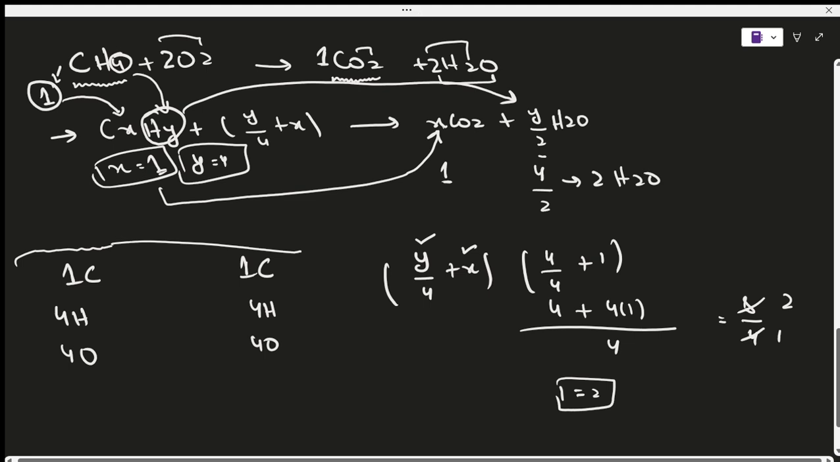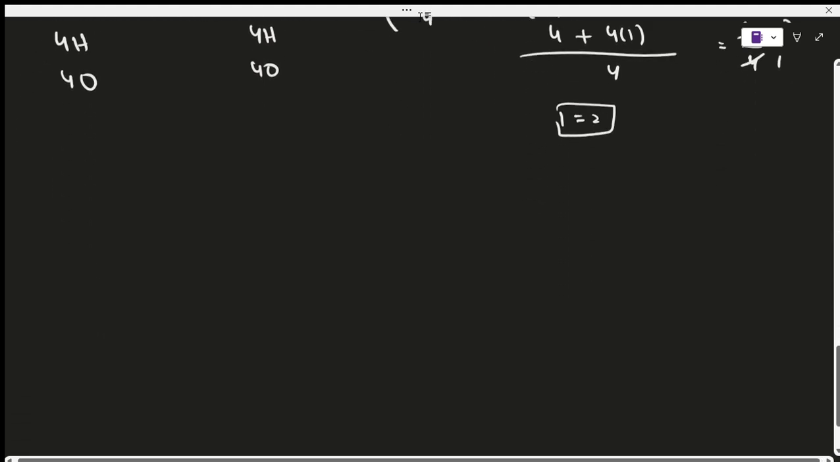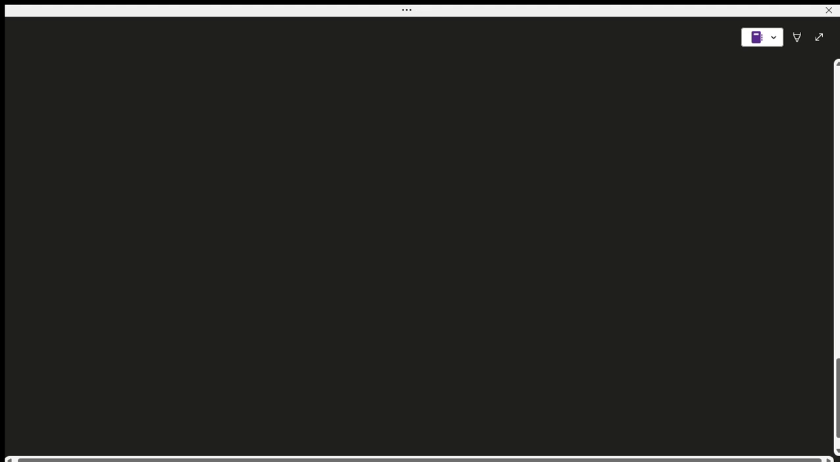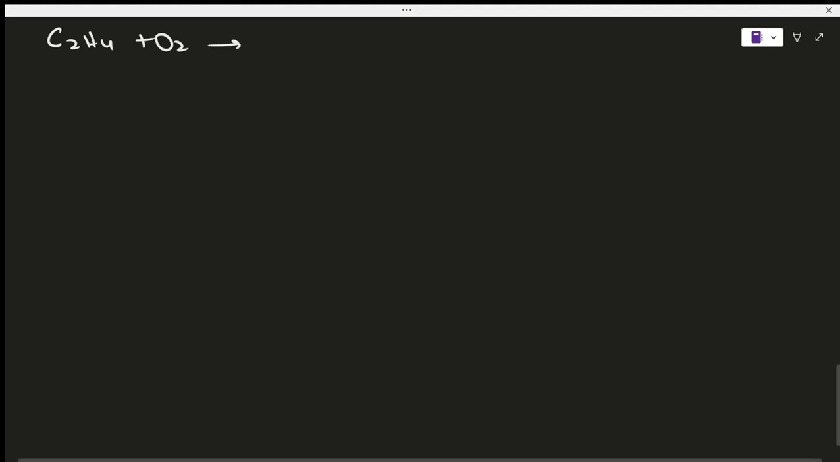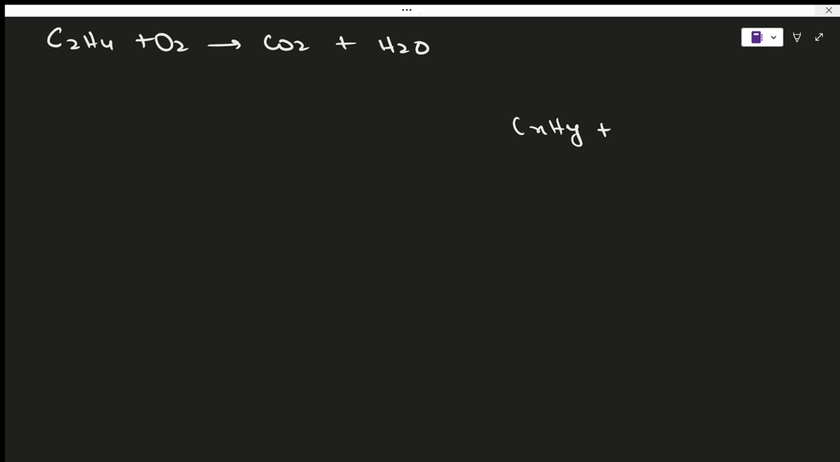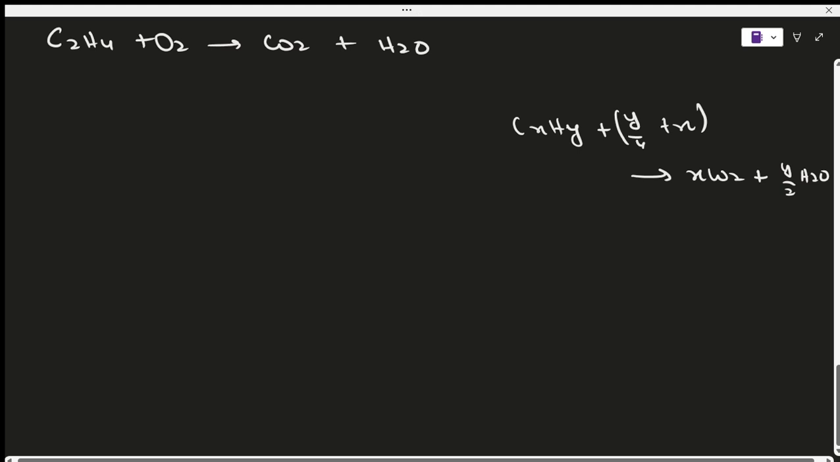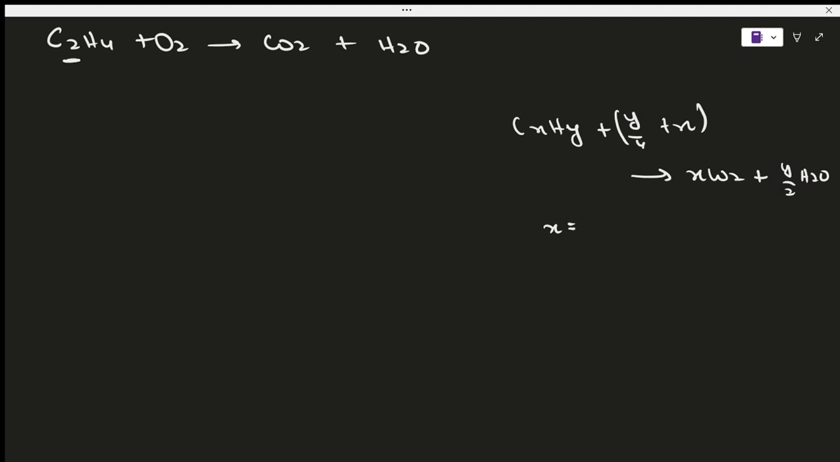Okay, let's look at an example so that you understand this completely. Let's look at C2H4 plus O2, and the products are CO2 plus H2O. Let's also write down the general equation here so that we remember. So this is y over 4 plus x, and the products are xCO2 plus y over 2 H2O. Okay, so the value of x here is 2 and the value of y is 4.